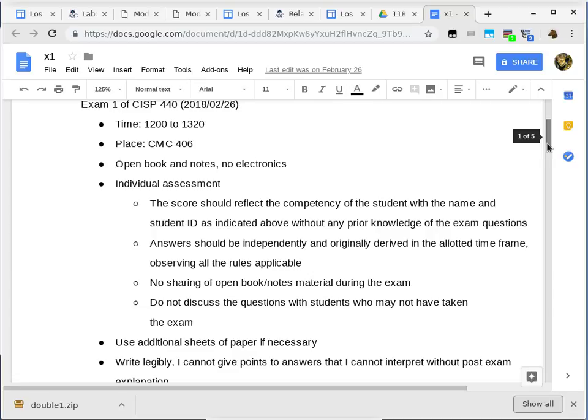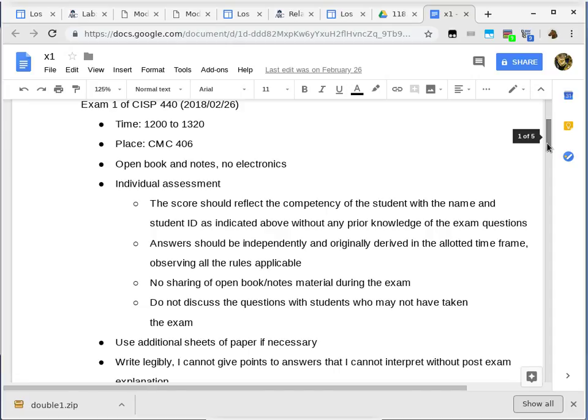The score should only reflect the competency or academic performance of the student with the name and student ID that person put into the test, as indicated above, which means the earlier part of the exam sheet, without any prior knowledge of the exam questions. So I have to add that part just in case someone had some means to get the exam questions prior to the actual exam. And I don't really care how it is done, okay?